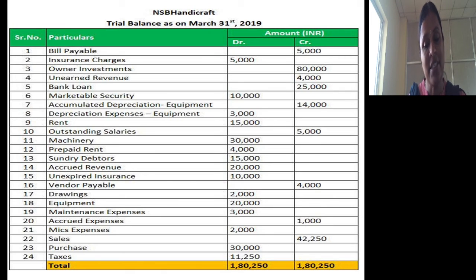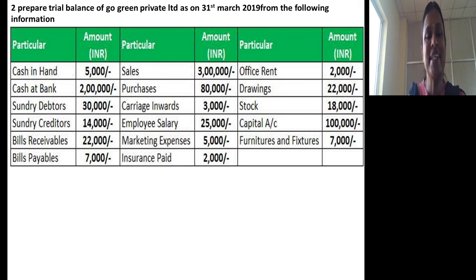Tax, expense, debit balance. One important note here: you are not recording closing stock in the trial balance. We are recording only opening stock in the trial balance. When we calculate the total of debit, which is equal to credit, it is 1,80,250. So you just look at the second problem.